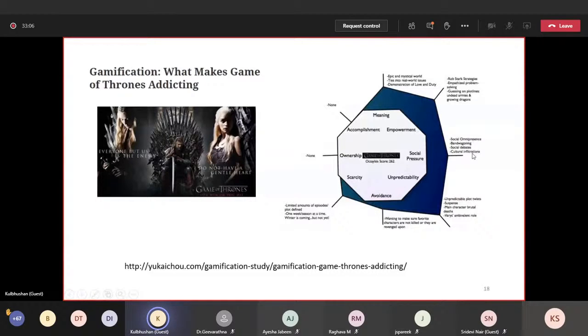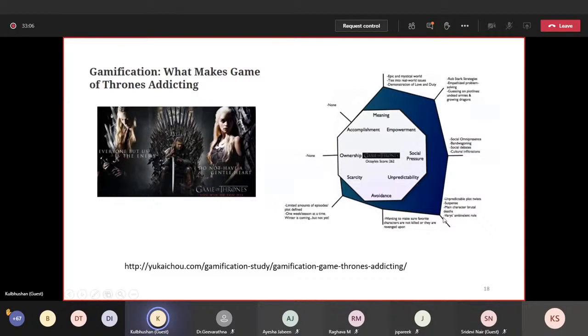You can see the unpredictability code drive has a very large value. Who will die next? What will happen? Some of the characters are very unpredictable characters. So everything compels the people to watch the series or take part in this activity.